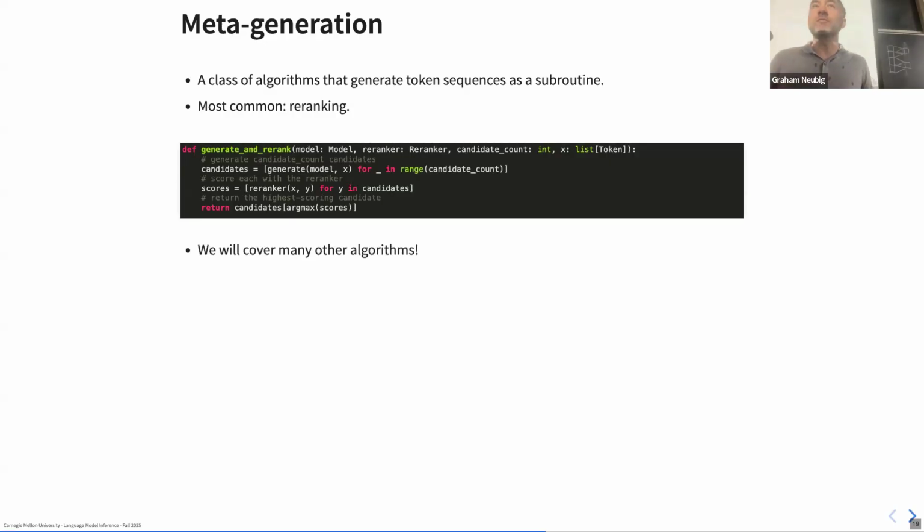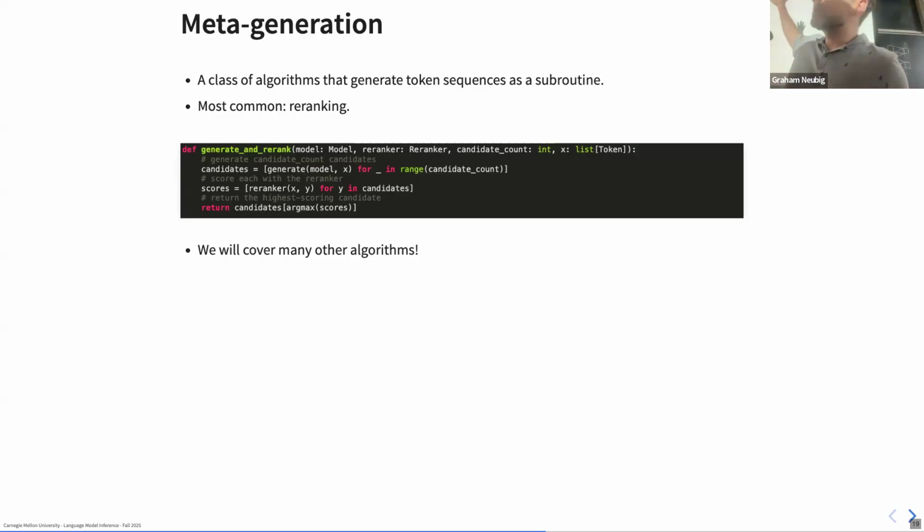And again, we're going to cover many of these, of course. Any questions or everything okay? Say candidate, does that wait till the EOS token is received, or do you start to re-rank in the middle? Oh yeah, that's a great question.